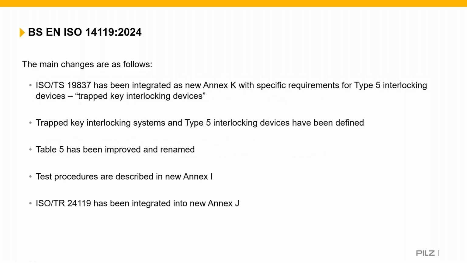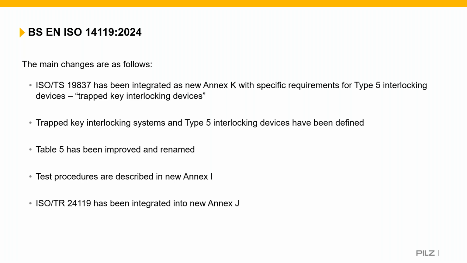So the main changes for this revision is that technical specification 19837 is now integrated as Annex K, and that looks at what they call Type 5 interlocking devices, and we'll explain a little bit more about the different types that are referenced in the standard as we go through this morning.